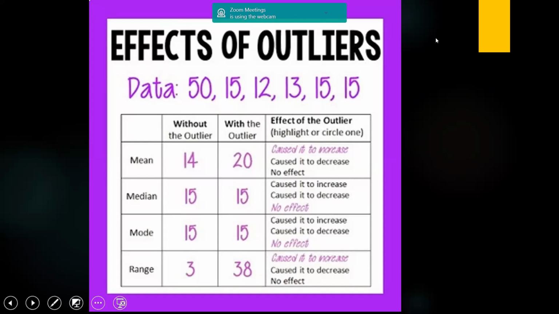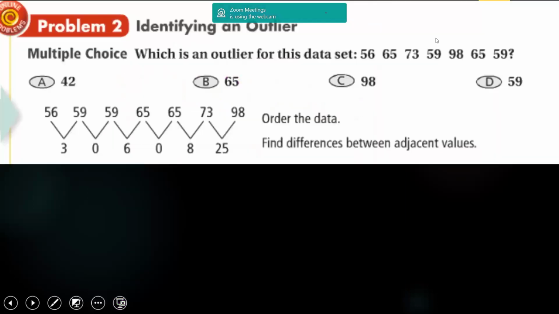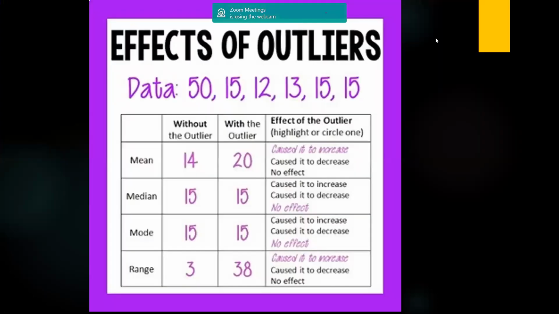What do I mean? As an example, I will solve this one now. Here, the range without the outlier is 3. Why? Because the numbers are close to each other. But with the outlier, it could be 38, because there's a number that's far away from the others. So I must take the greatest number minus the lowest number. So it increased. But the mode, which is the most frequent number, and the median are not affected whether we have an outlier or not.